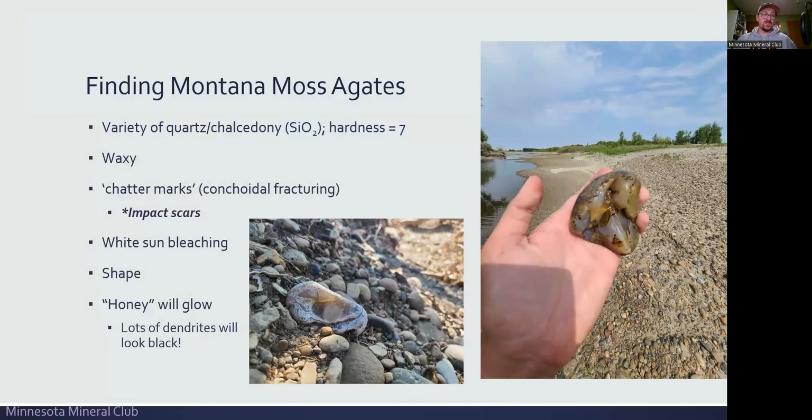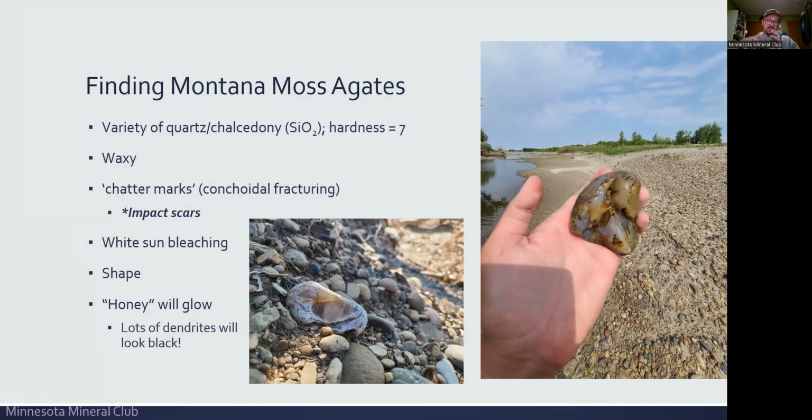So now that we know some of the areas of where to find them, how do you identify Montana moss agates? Again, they are a pretty hard mineral, with a hardness of about 7. The agates have what's known as a waxy luster. So not really dull, not very shiny, but waxy. Think of a crayon. Sometimes you'll see what are known as chatter marks. These are conchoidal fracturing. I heard someone mention these as impact scars.